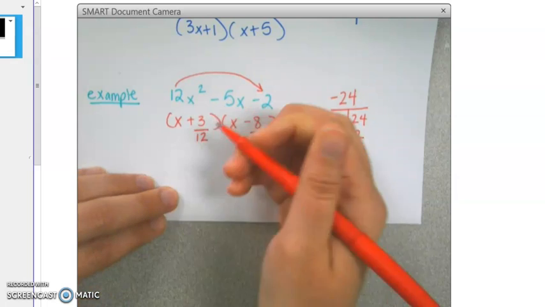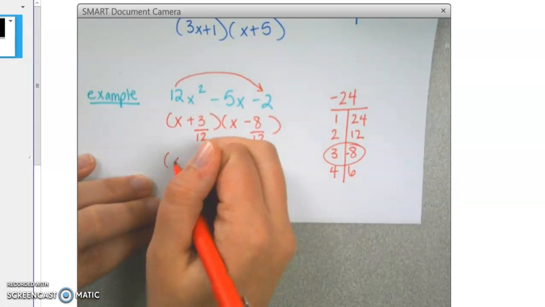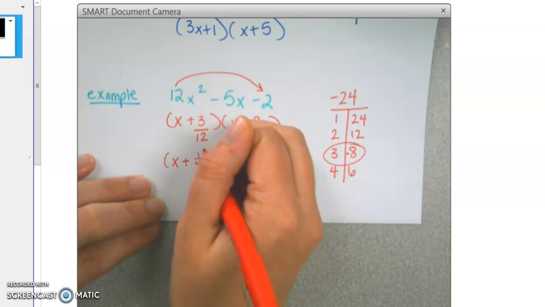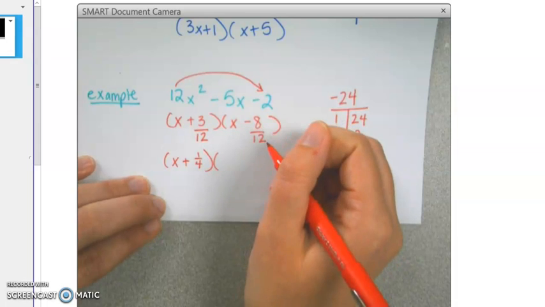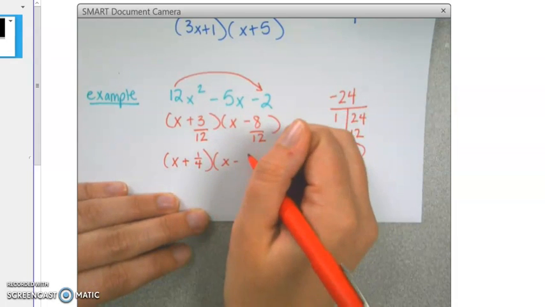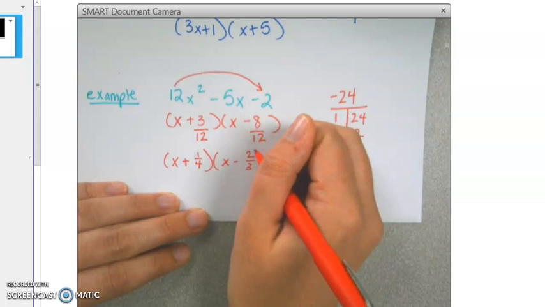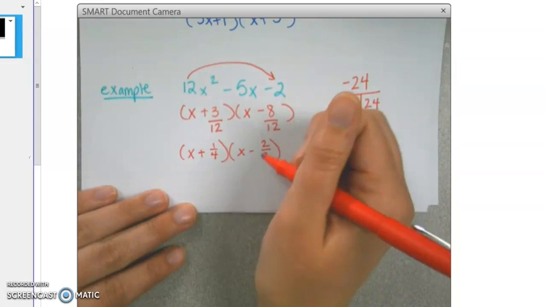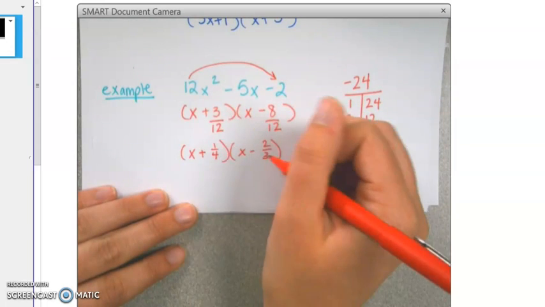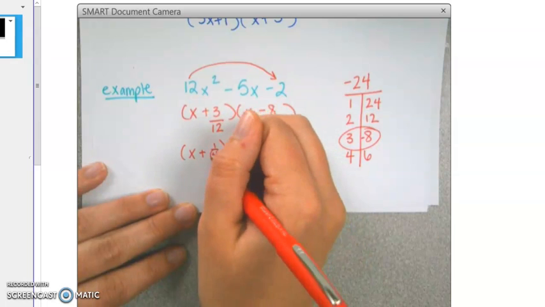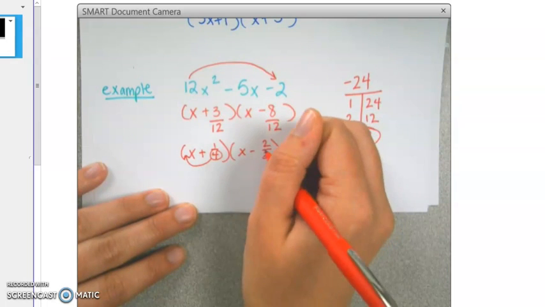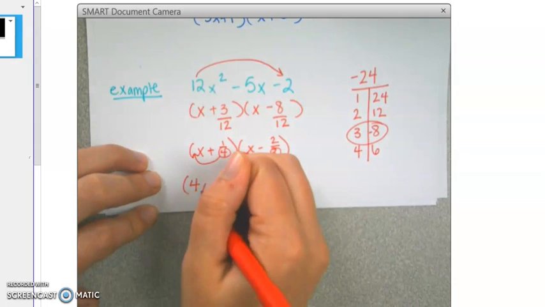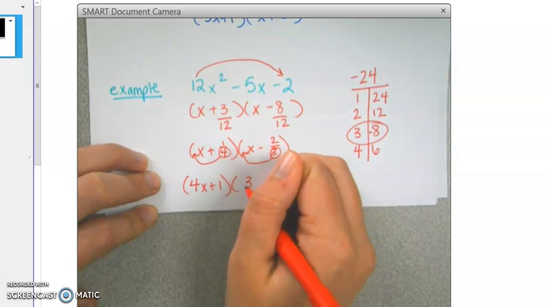3 divided by 12, if you're not very good with fractions, use your calculator. But 3 divided by 12 is 1/4. And 8 divided by 12 is 2/3. If you're not super good at doing fractions in your head, please don't. Use your calculator. It's there to help you. And now that I've gotten the fractions reduced to their simplest form, now I can bring these numbers up. So the 4 is going to come up here. The 3 is going to come up here, which means my final factors are 4x plus 1 and 3x minus 2.